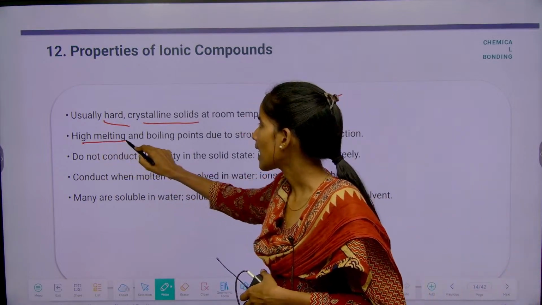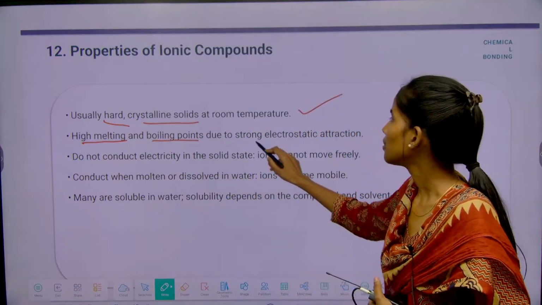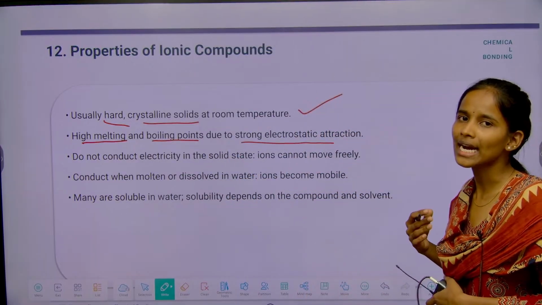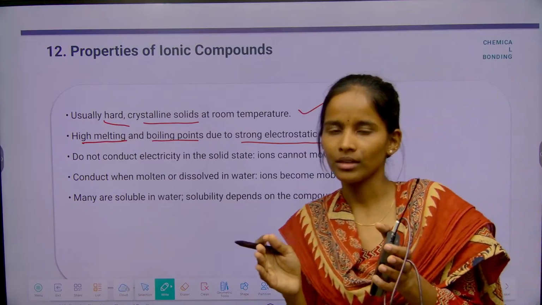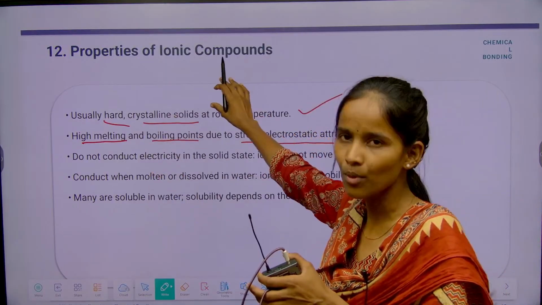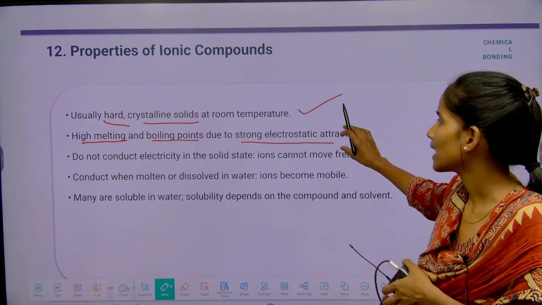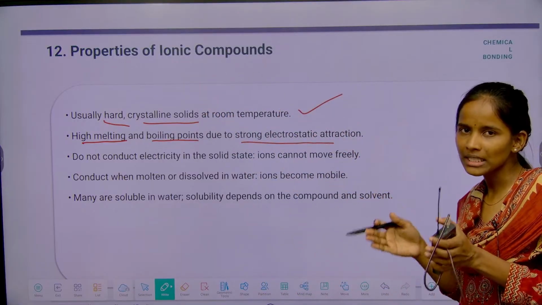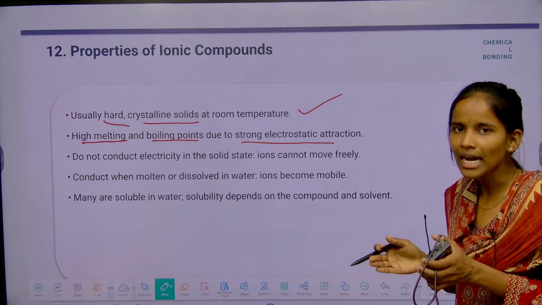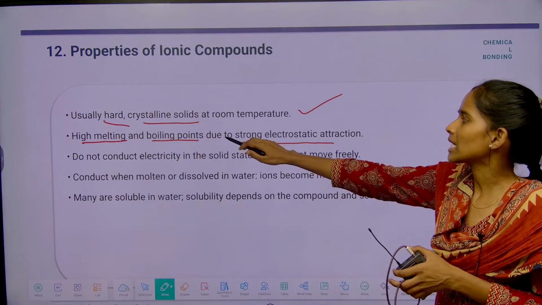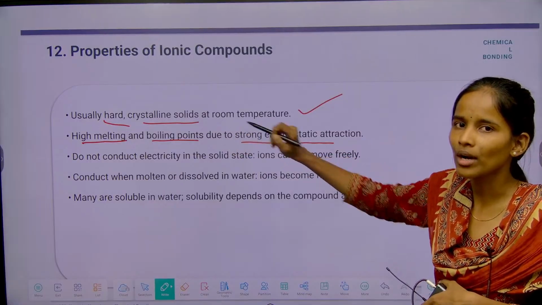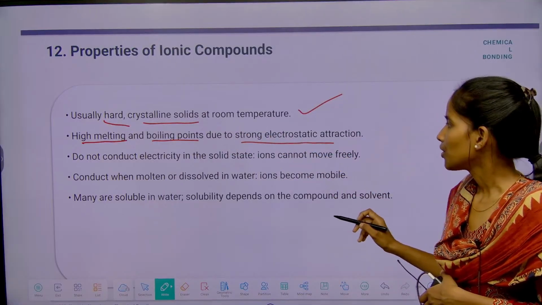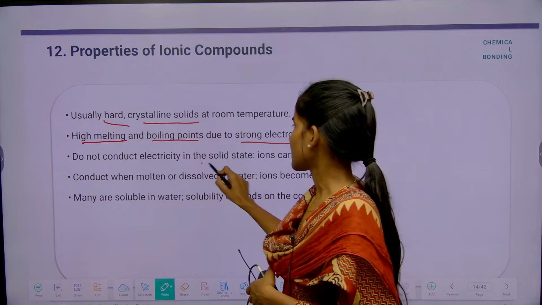They are having high melting and boiling points due to strong electrostatic attraction. Just now we have discussed that two opposite charges give us an ionic bond, right? So that ionic bond, as they are having two opposite charges, is very strong. As that bond is very strong, such ionic compounds have very high melting and boiling points.